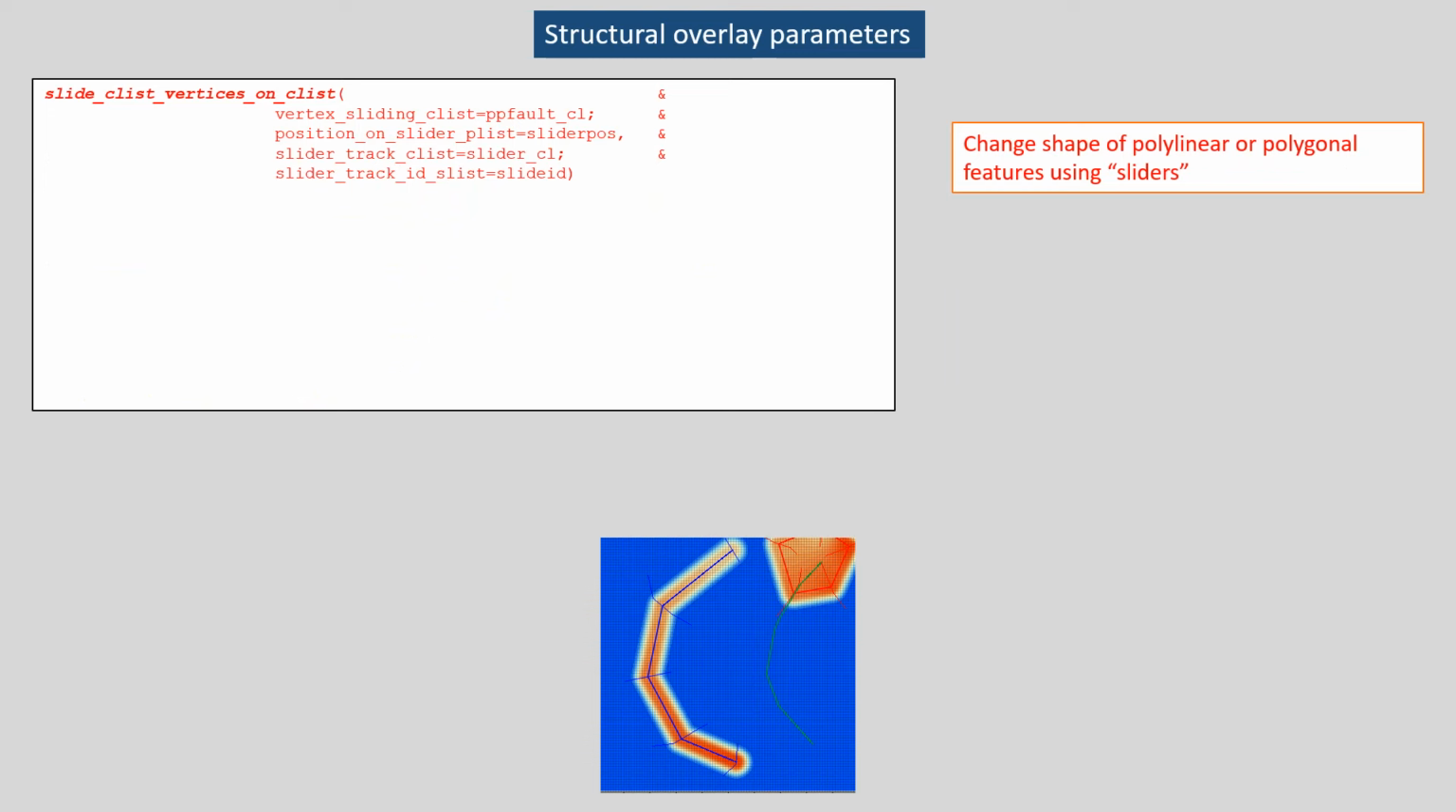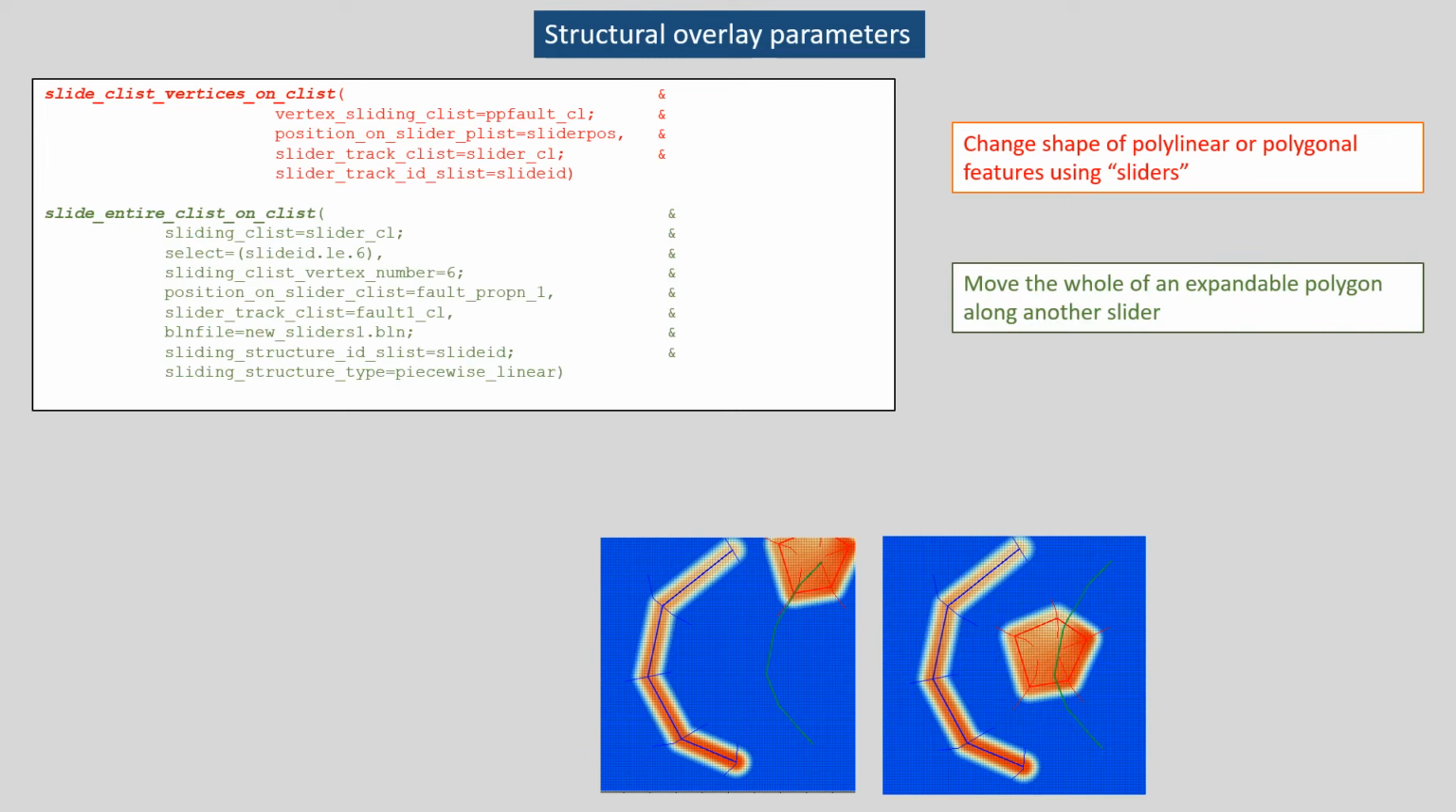An important property of structural overlay parameters is the fact that they can move. The vertices of a structural overlay feature can slide along elements of a user-described C-list. So individual vertices of the structural overlay feature, as they slide along these sliders, the feature can change shape. And the entire feature can move along another C-list. So the feature can change shape as it moves, all on underlying sliders defined through C-lists.